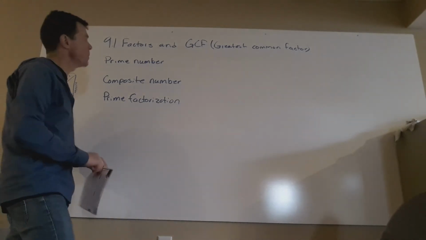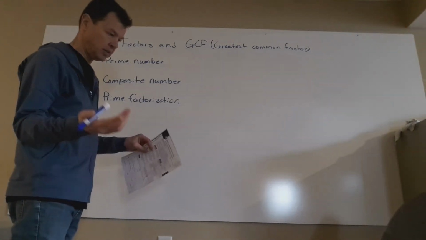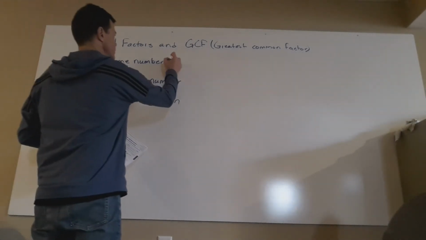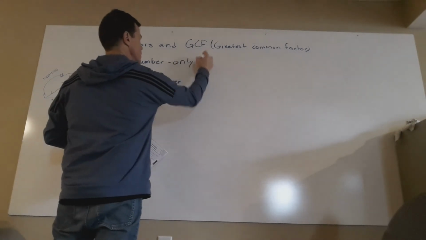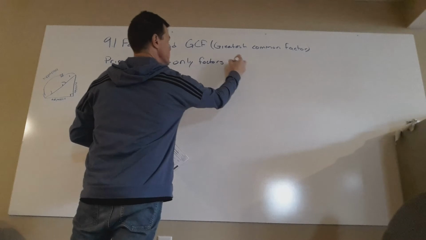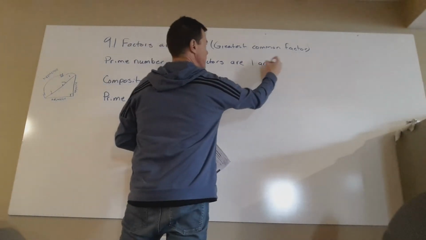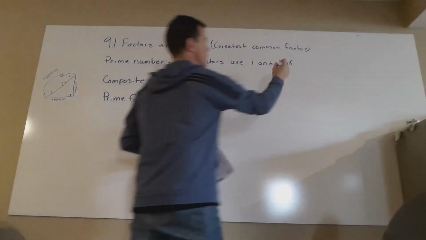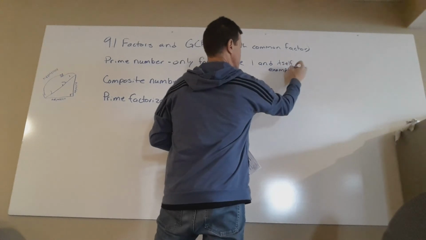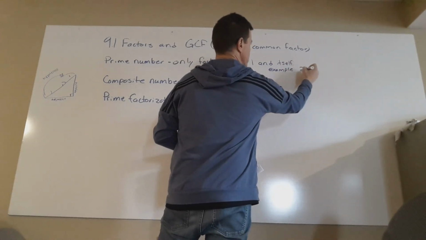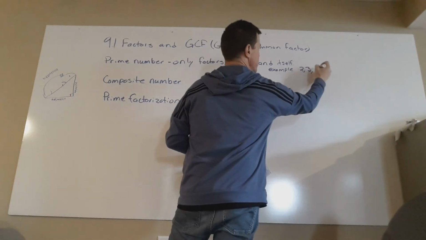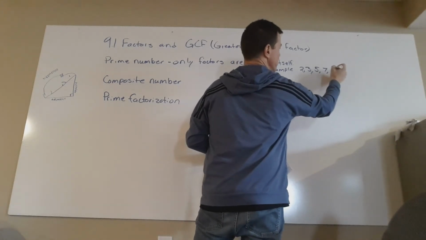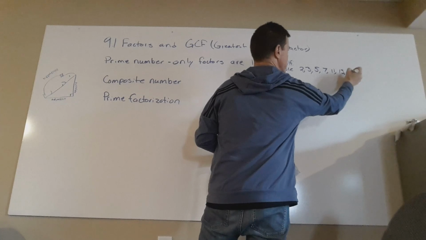Prime numbers, it's basically a number that's only divisible by 1 and itself. So its only factors are 1 and itself. Such as, an example would be 2, 3, 5. Those are all prime numbers. 7, 11, 13, and so on.